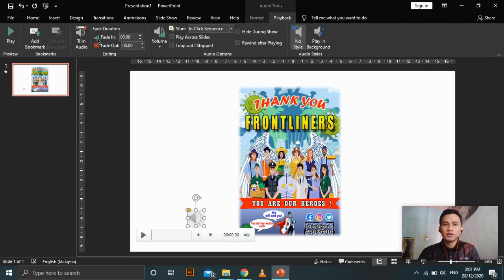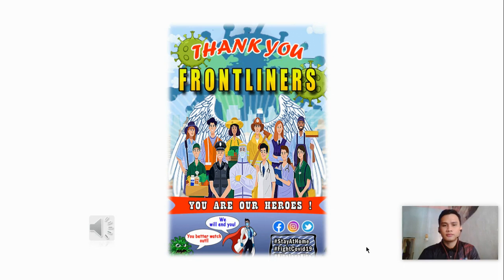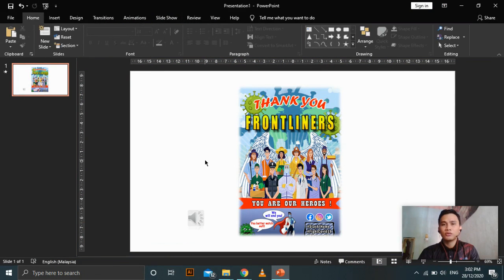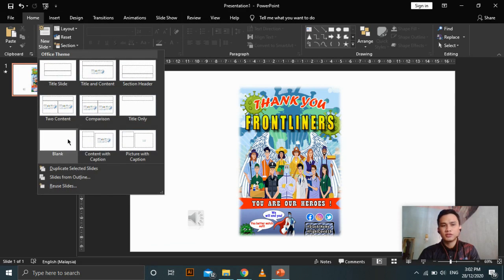And for playback, you can trim the audio, you can fade in and fade out, you can change the volume, and you can also decide when the audio will play. For example, for audio, I will usually use automatically. So let's see how it will be. As you can see, the audio will start automatically when you present the slide. So next, I will teach you how to insert video.